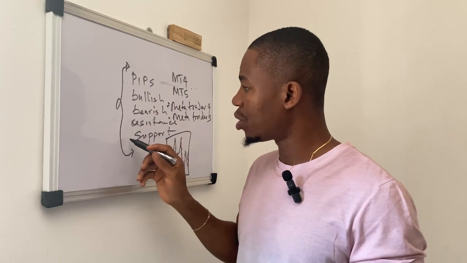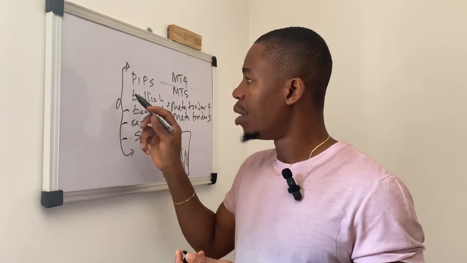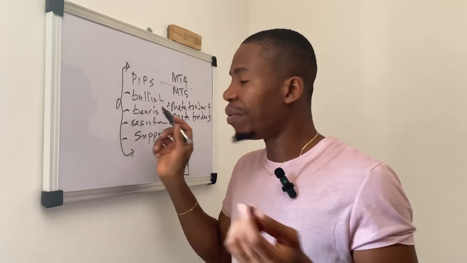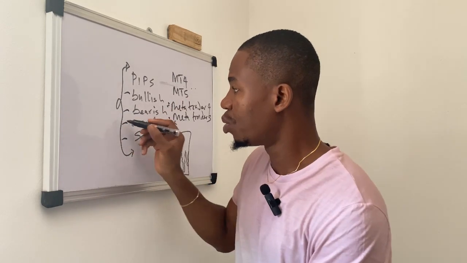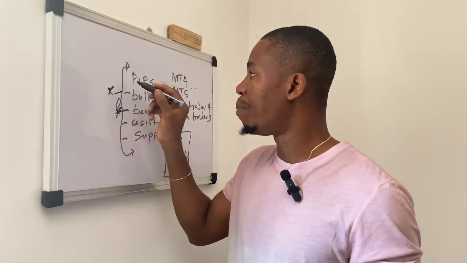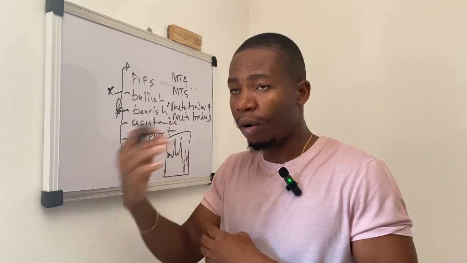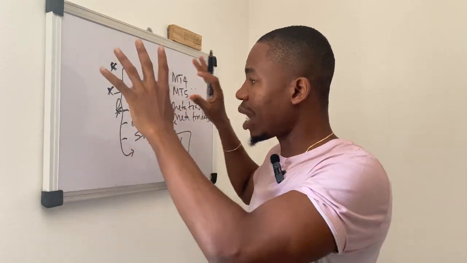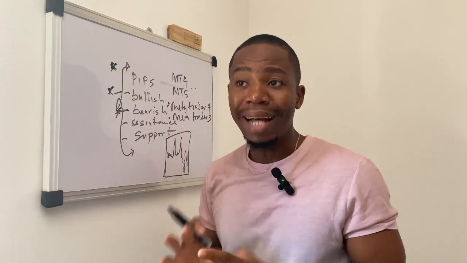Then back to the terminologies. I also talked about support, resistance, bearish, bullish. You don't say sell, you say bearish. When the market is selling, you say it's bearish. When it's buying, you say bullish. Then pips, what you use to calculate your profit, either your loss or your profit, that's pips. So you need to get acquainted with all this as a beginner.